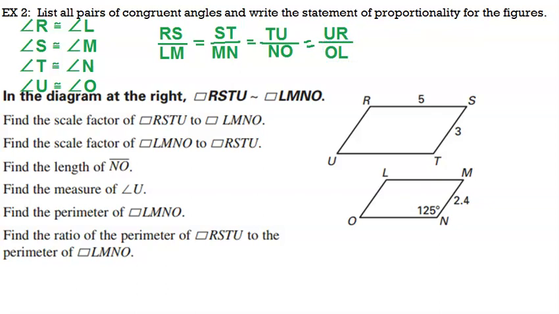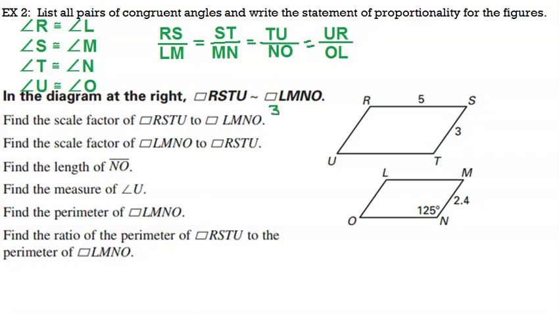All right, find the scale factor of RSTU to LMNO. The only way we're going to get that is if we have a matching set of sides somewhere. It turns out we do. ST and MN are both given to you. And that was one of our matching sets we were looking for.